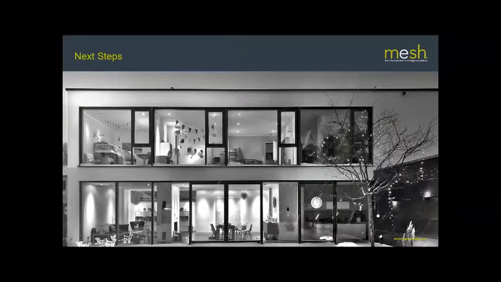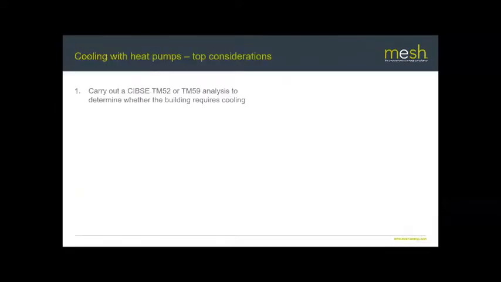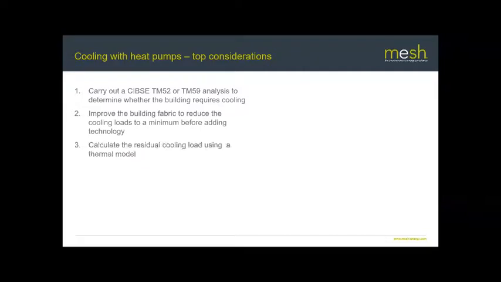So I'm going to go through 8 takeaway steps. First of all, carry out a CIBSE TM52 or TM59 analysis to determine whether the building is likely to overheat and will require cooling. Secondly, improve the building fabric, and repeat these TM52 or TM59 calculations to reduce the cooling loads to an absolute minimum before adding any technology. Thirdly, calculate any residual cooling loads using a thermal model. You'll have needed to prepare a thermal model to carry out step 1, so this shouldn't be an additional cost.